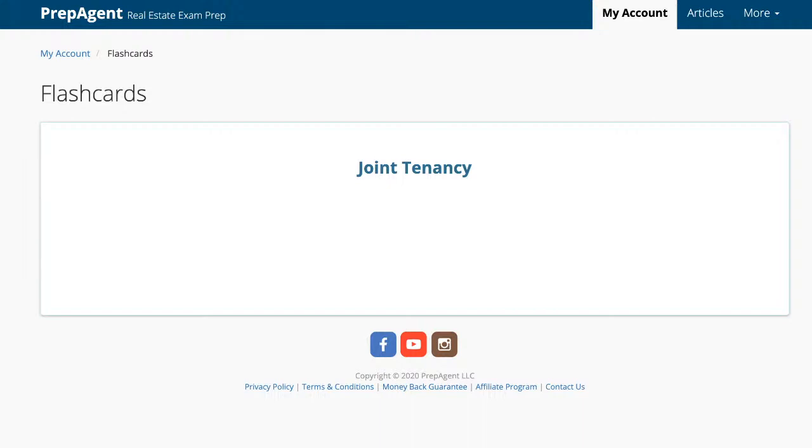Okay, so joint tenancy, TTIP. Time, title, interest, and possession. The four unities: time, title, interest, and possession.